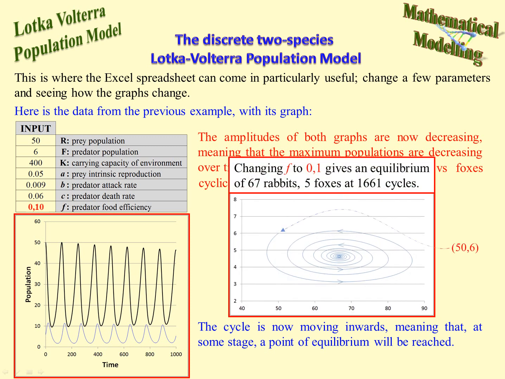Finally, if we change to 0.1, have a look at this one here. There's your 56 there now. And have a look what's happening to the cycles. They're going inwards very quickly. And right in the middle there is a point of equilibrium where there are now 67 rabbits, 5 foxes, and forever onwards after 1661 cycles, the foxes and rabbits will stay at that number.